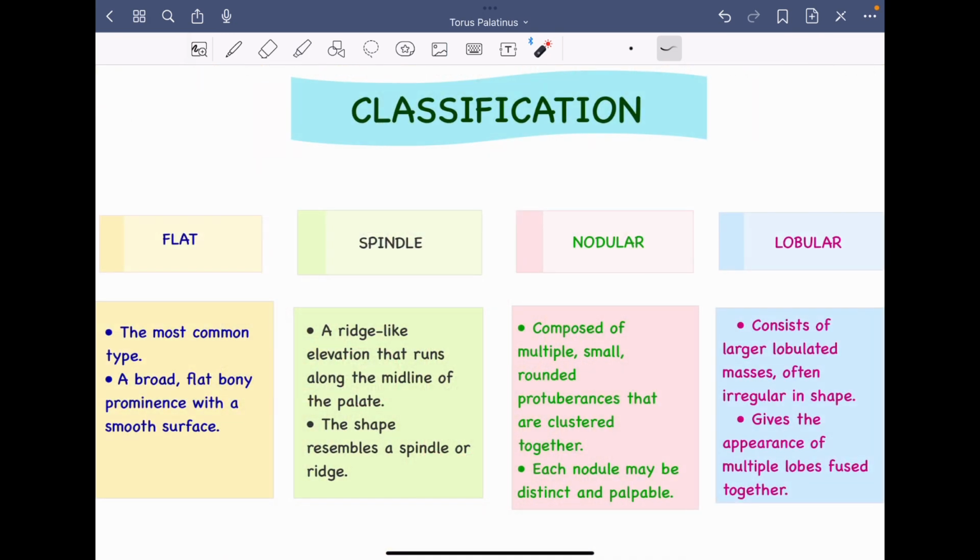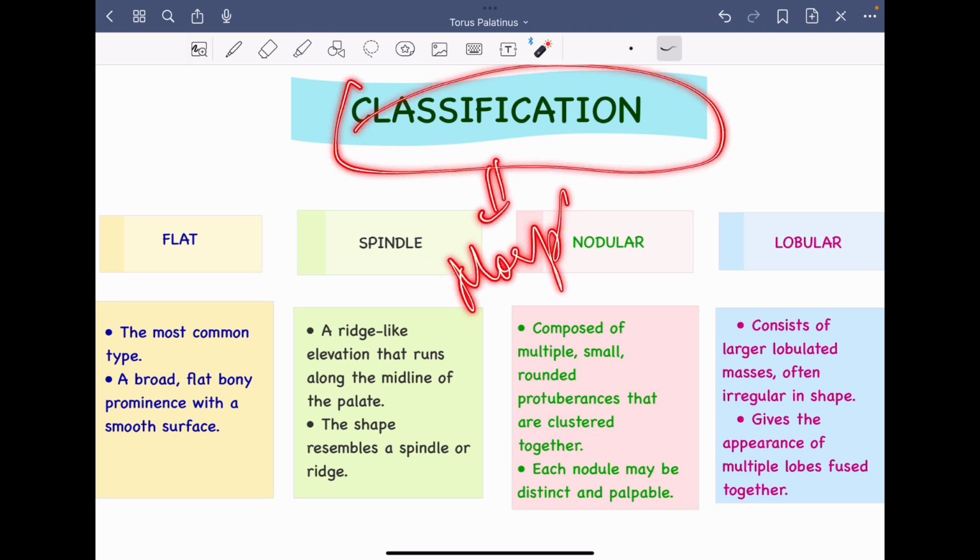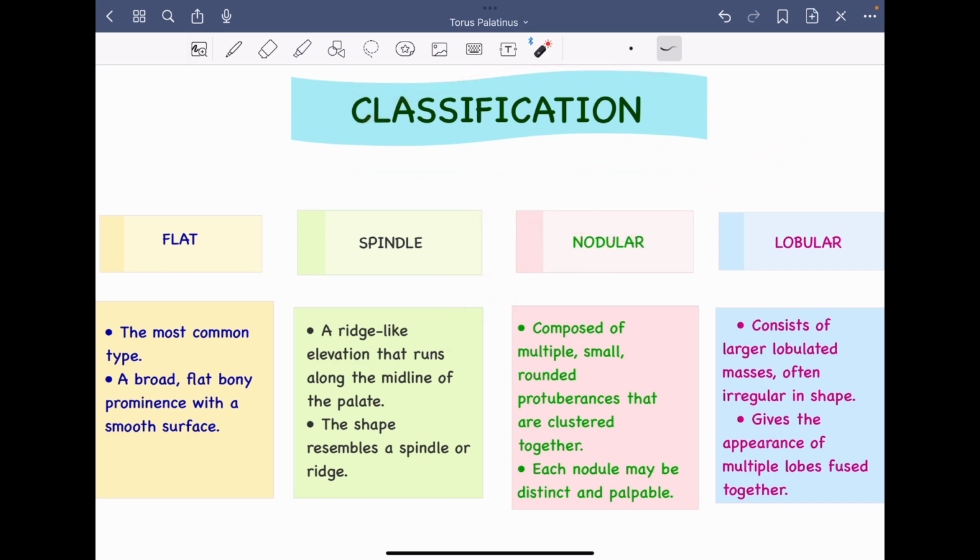Let's move on towards the most important part, that is classification of Torus palatinus. Basically it is classified on the basis of morphology. On the basis of morphology, Torus Palatinus can be classified. The first variety is flat, then we have spindle, nodular and lobular.